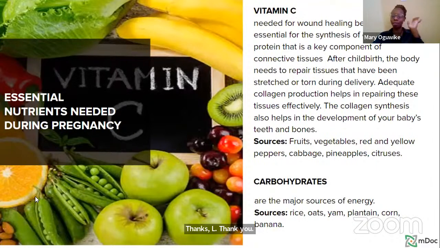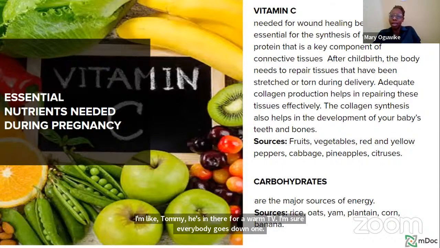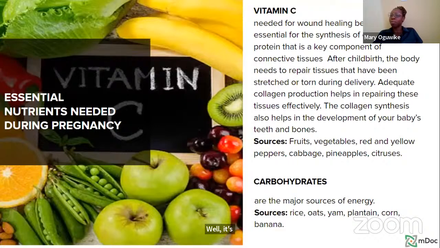This one is another one everybody knows. Vitamin C is needed for wound healing. I'm sure everybody knows that one. But why is vitamin C needed for wound healing? And what is the function of vitamin C during pregnancy? Now, vitamin C is essential for the synthesis of collagen.